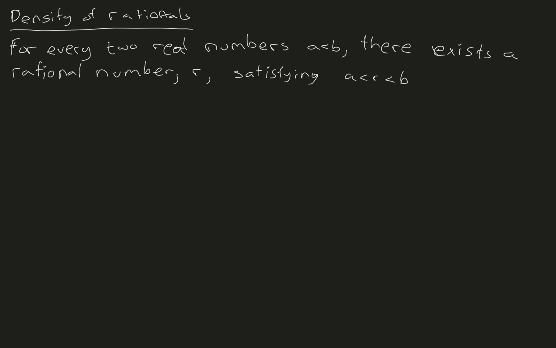In this video, we'll be taking a look at the density of the rationals and the irrationals. The density of the rationals basically says that for every real number a less than b, there exists a rational number between them satisfying this interval. Let's do a proof of this. Let's see if this is true.